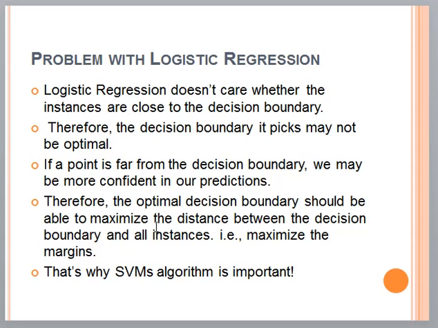Because this point number 4 was not present in logistic regression analysis, we add this point in our support vector machine. So support vector machine basically takes care that the margin between the instances and the decision boundary should be maximized. And this is basically the importance of support vector machine. This is why support vector machine is a very important algorithm, and it's being used in a number of applications.